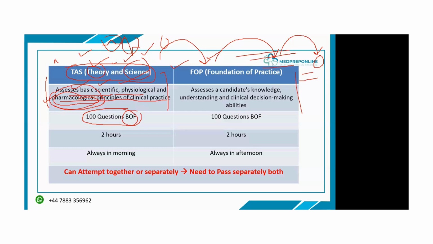Previously there were about 80 best of 5 questions, and about 10 to 15 questions were extended matching questions, but they are now obsolete. They have just removed them from the paper. So you are now going to focus only on your best of 5 questions. And the time is now 2 hours. Previously it was 2.5 hours, but they have just reduced it to 2 hours.